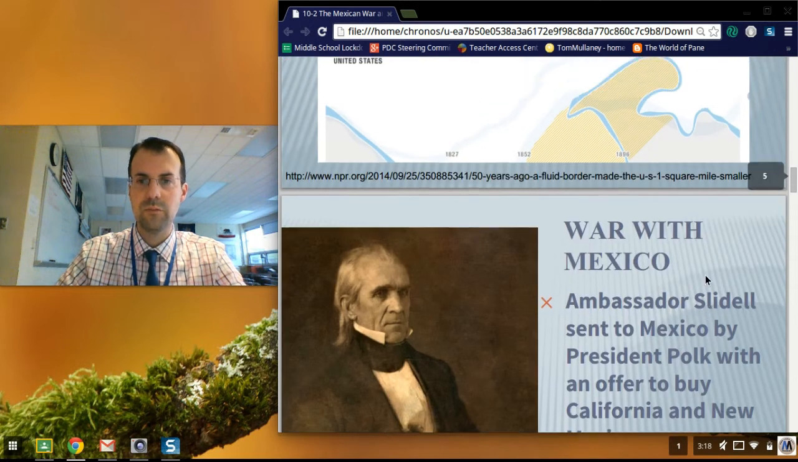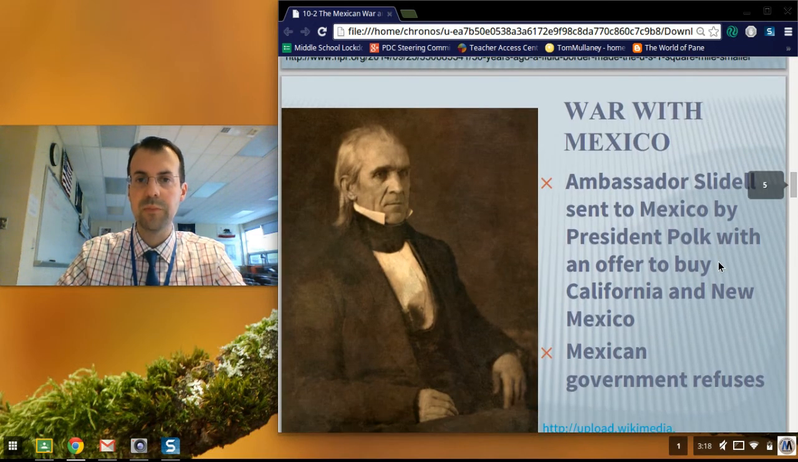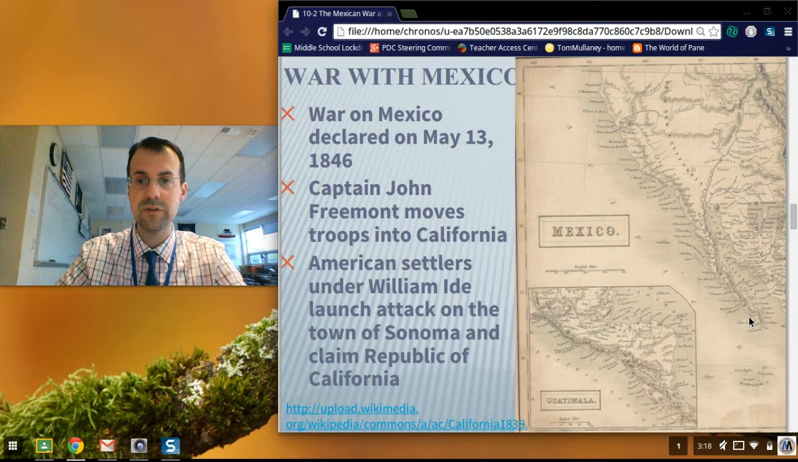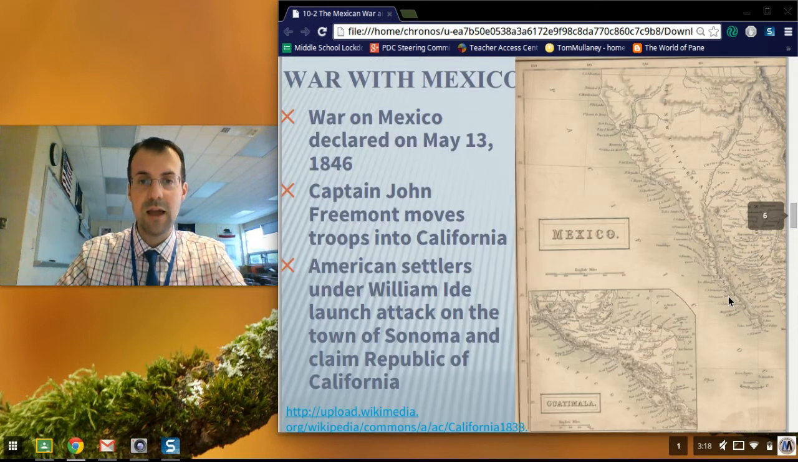We're going to skip ahead to Polk here. Polk is elected president. He's much like Andrew Jackson. He's for expansion. He's for being aggressive about it. He sends an ambassador to Mexico, says, offer to buy California and New Mexico. Mexican government refuses. War breaks out. The United States declares it May 13th, 1846.